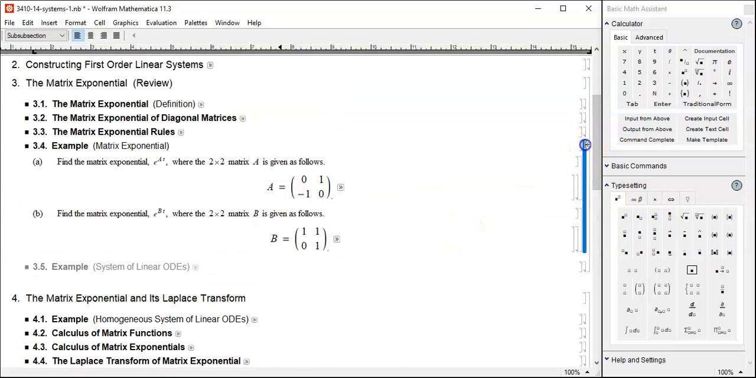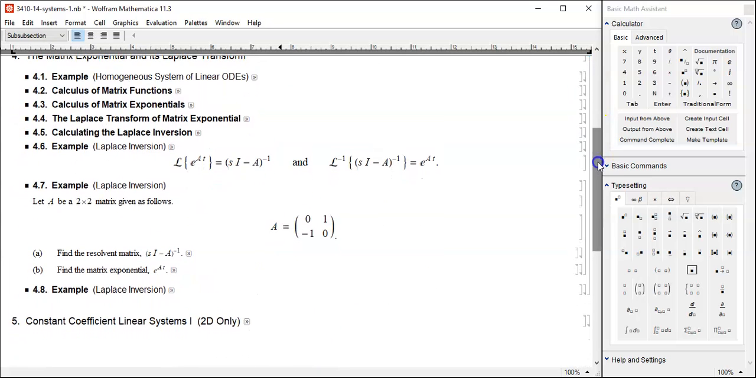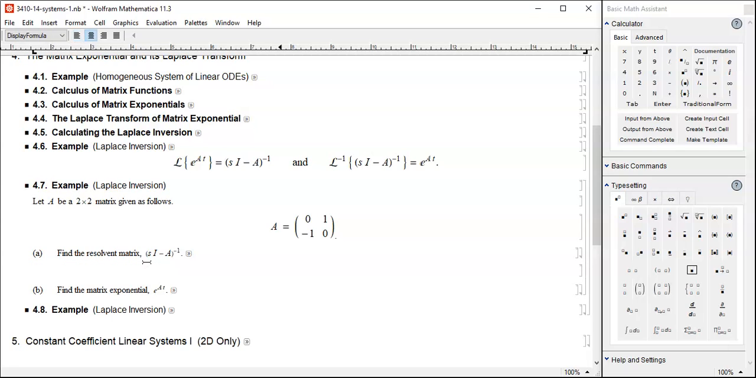And over there, we just calculated A to the k power, t to the k power, put everything into the definition, and then simply hoped for the best to find out any pattern. But this time, let's do something more clever. This time, let's find out the resolvent matrix.